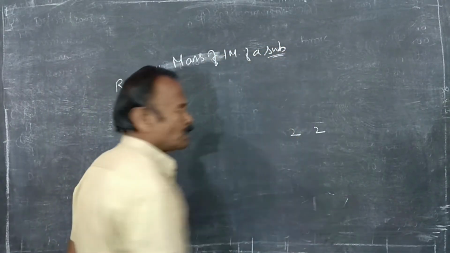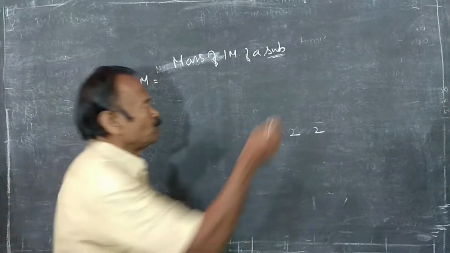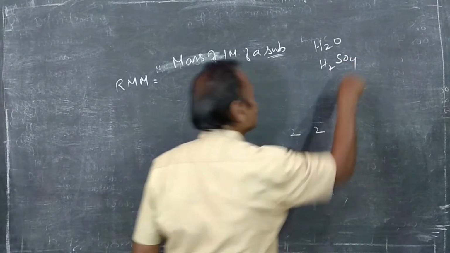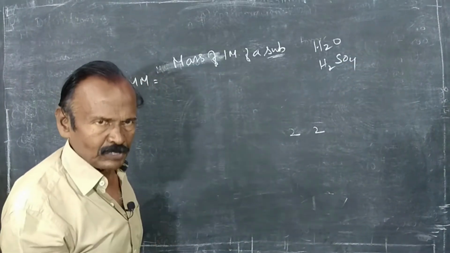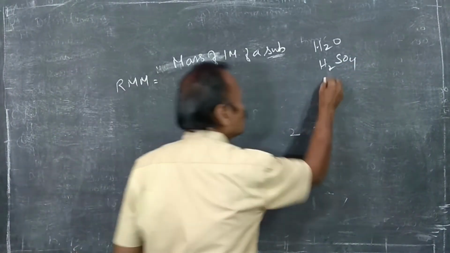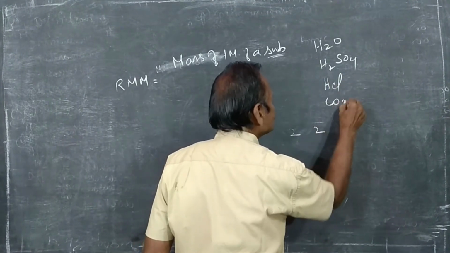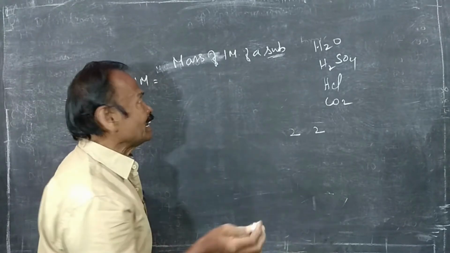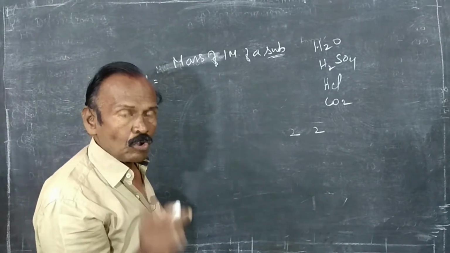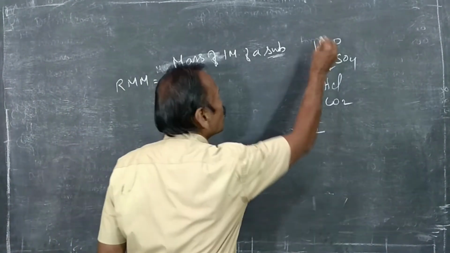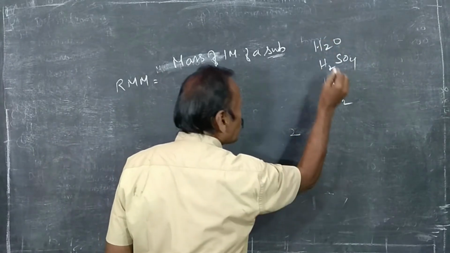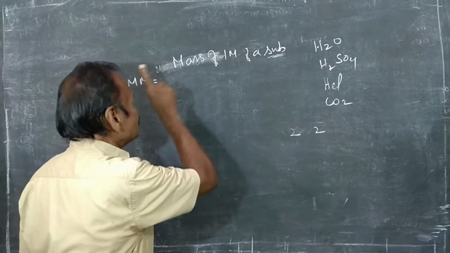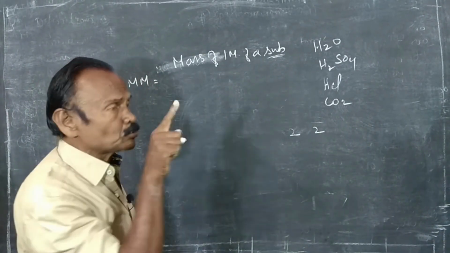Here the substance may be anything. It may be water, it may be sulfuric acid. Water is a substance, sulfuric acid is a substance, hydrogen chloride is a substance, carbon dioxide is a substance. These are all molecules. So take the mass of one molecule of water or one molecule of sulfuric acid or one molecule of hydrogen chloride. Take its relative molecular mass.